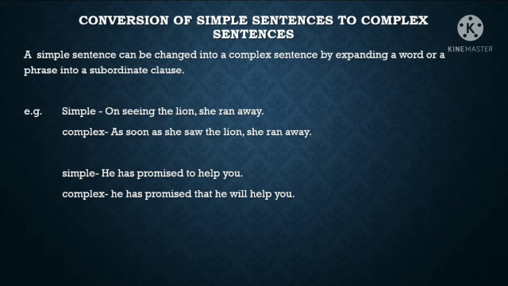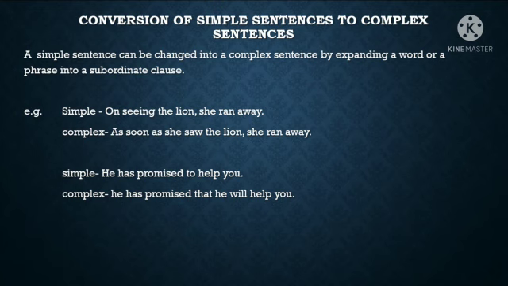That's all. But while doing that, are you supposed to change the meaning of the sentence? No, we should not change the meaning of the sentence. Look at the example. On seeing the lion, she ran away. On seeing the lion is a phrase. She ran away is the main clause here. So in a complex sentence, we should have a main clause, isn't it? So you just take the main clause present in the simple sentence and expand the phrase into a clause.